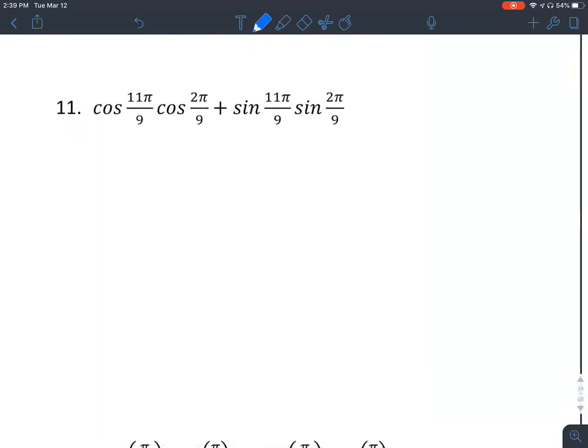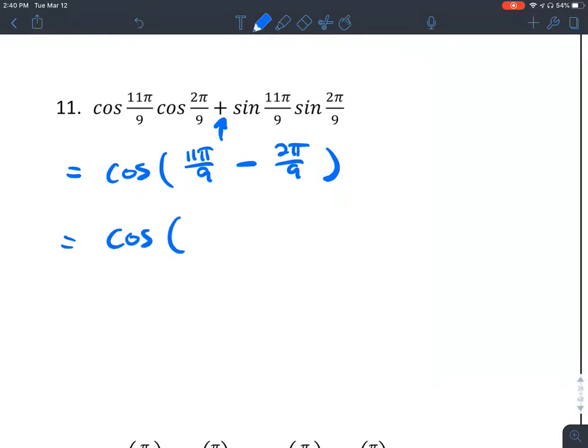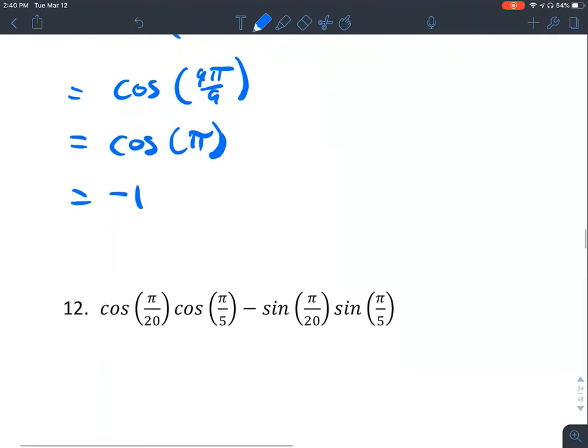Well, it looks to me like the expanded version of the sum identity or difference identity for cosine. Let's see if this works. This is plus, which means it's a minus for cosine. What are the angles we're adding or subtracting? It looks like 11 pi over 9 minus 2 pi over 9. That would be 9 pi over 9. Well, this is awesome. That reduces to cosine of pi. We know what cosine of pi is. It's -1. Yay! Number 12.